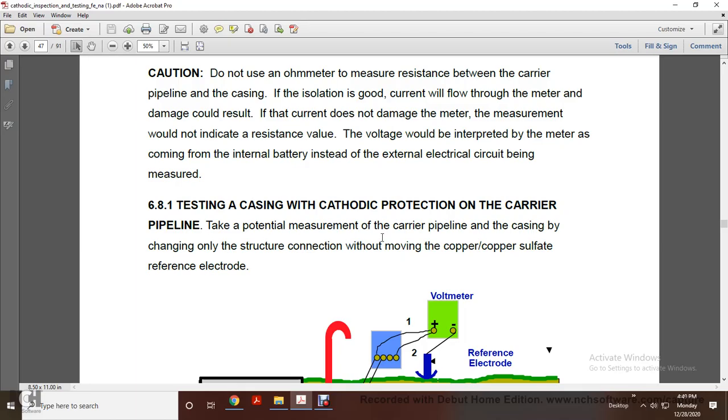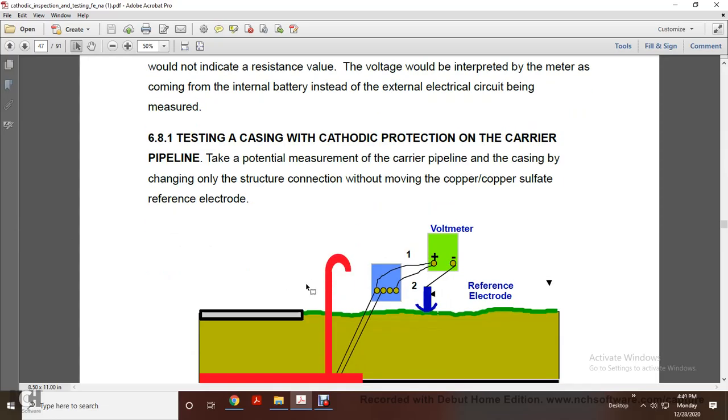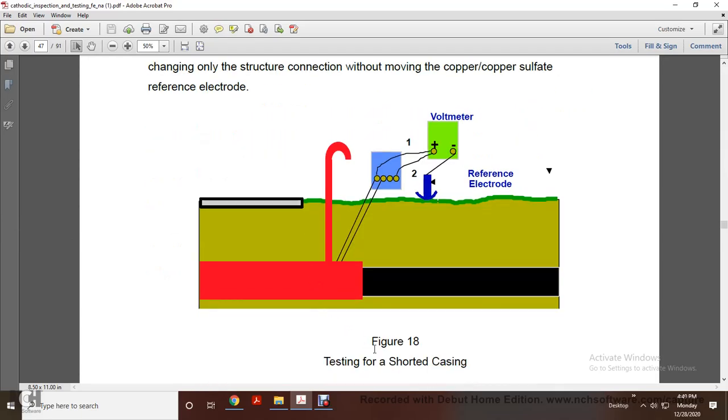6.8.1 Testing casing cathodic protection on the carrier pipeline: take a potential measurement of the carrier pipeline and casing by changing only the structure connection, without moving the copper sulfate reference electrode. Figure 2 shows testing the shorted casing, showing voltmeter 1 and 2 and the reference electrode.